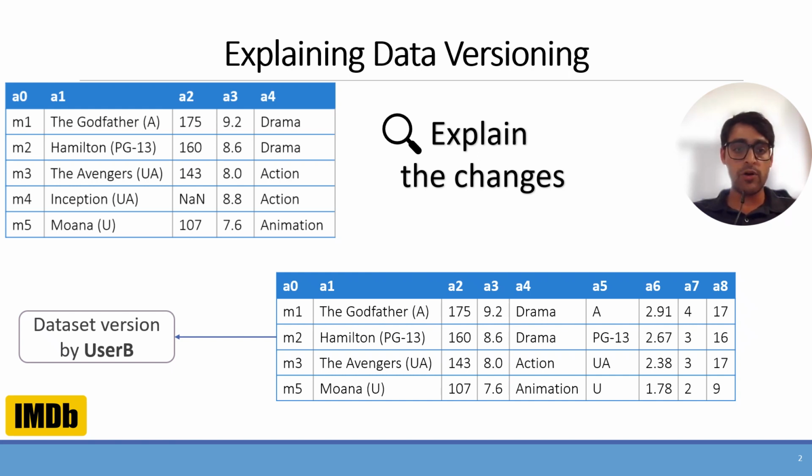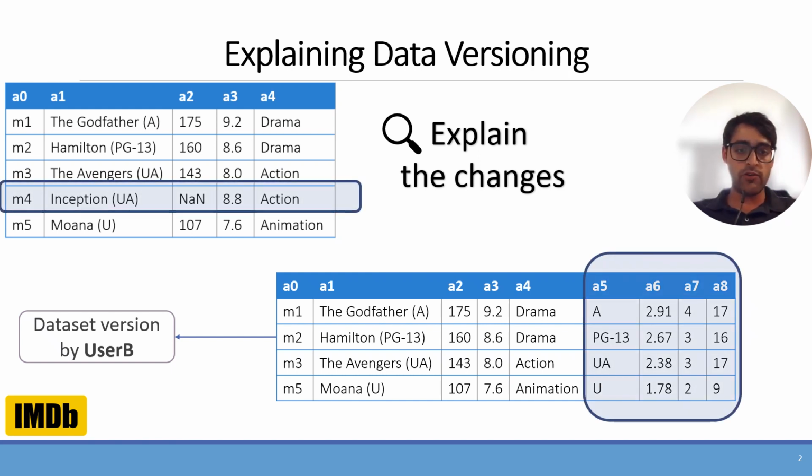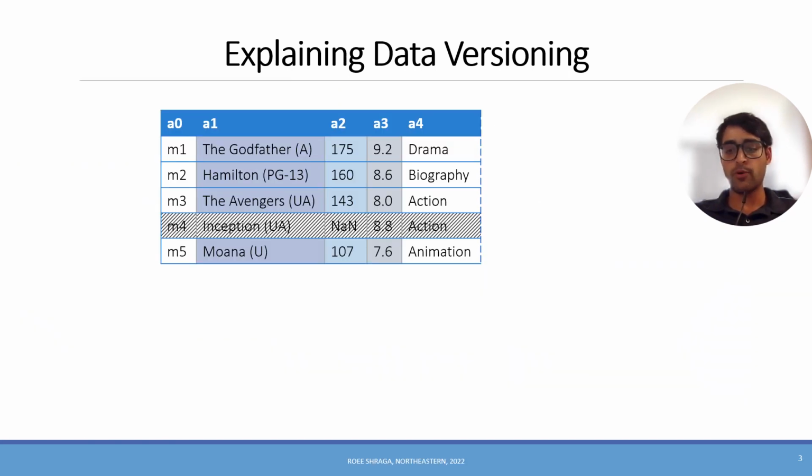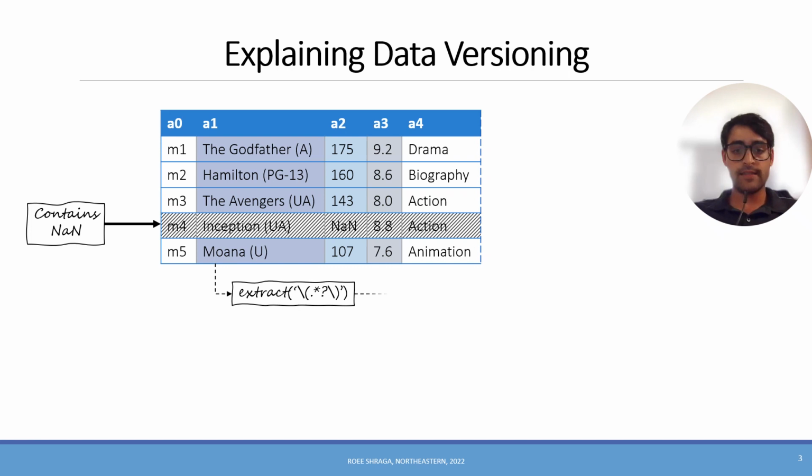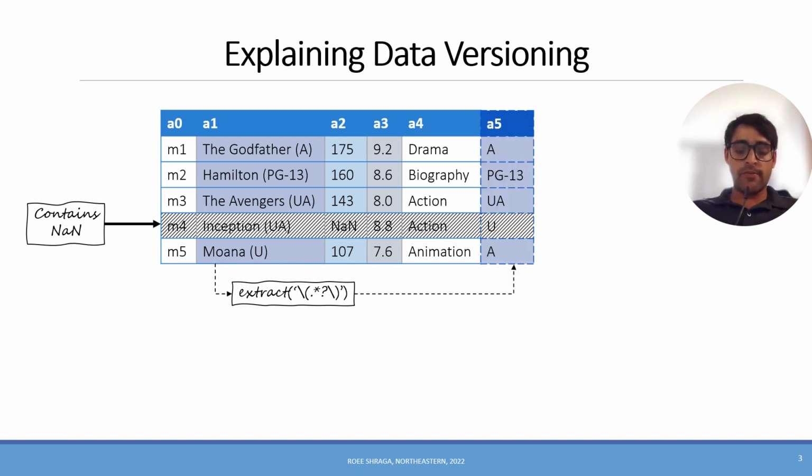Specifically here in this example, we see that one row was removed, here M4, and 4 new attributes were added, A5 through A8. Let's look at our proposed solution. Here we see version A that we saw before. Row 4, or M4, was removed because it contained a null value, a very common thing to do as a data scientist. A5 was created by extracting the certificate numbers, or IDs, from A1.